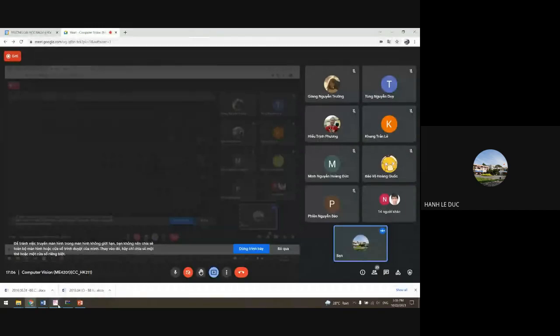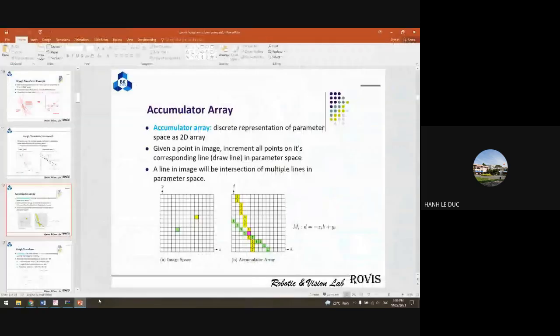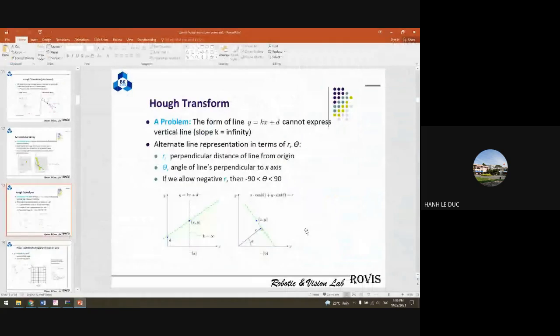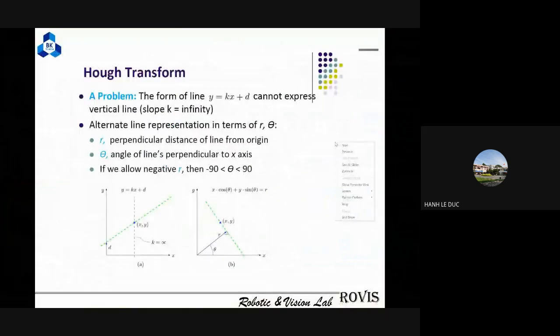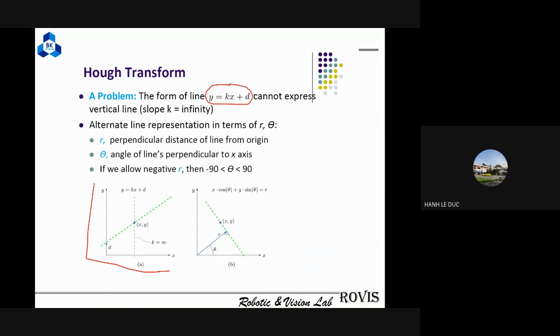Okay. So let's go on. Okay, here. So in the previous slide, I already introduced to you the Hough transform. But from this equation, we have a shortcoming. The shortcoming is that if we have a straight line perpendicular to the x coordinate like this, we cannot calculate the k value here because k will equal infinity.